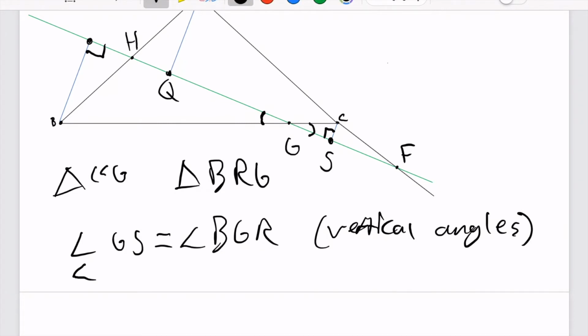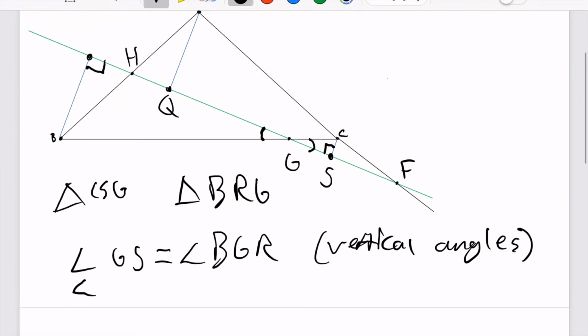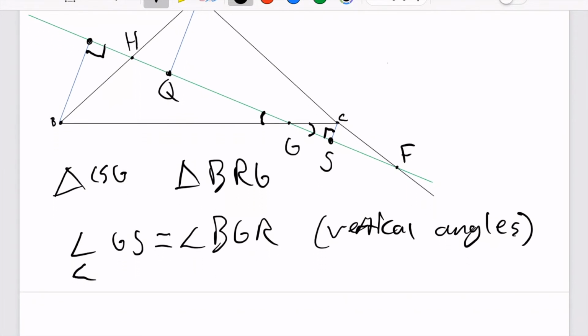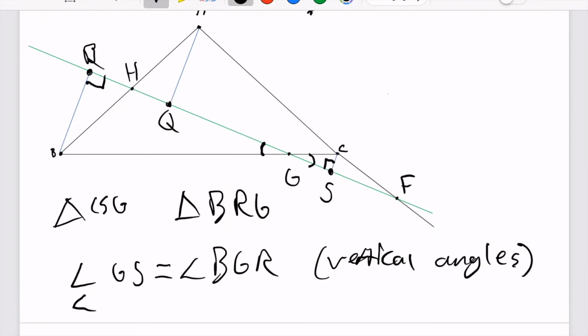What is this? It is a CSG angle. That's angle BGR. Oh, it deleted that too. That's what you get for using technology. So angle BRG or angle BGR will be angle CGS.